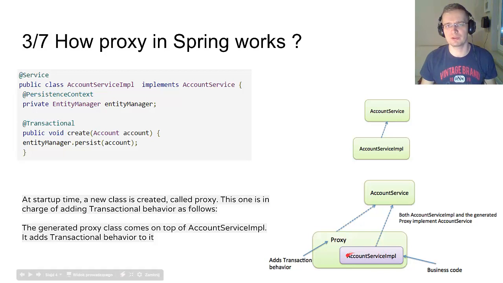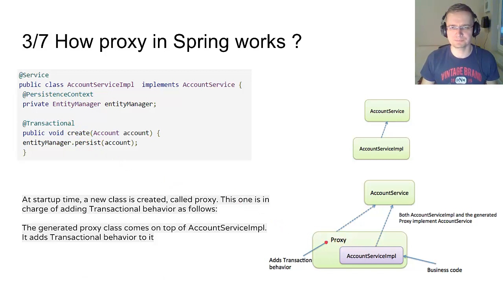So this create method will not be invoked without a transaction on the database. We have the proxy, which also extends from account service, the same as the implementation, and we have the business code inside here. And that's pretty much it. So we have the proxy created by Spring for us, only by using this annotation.